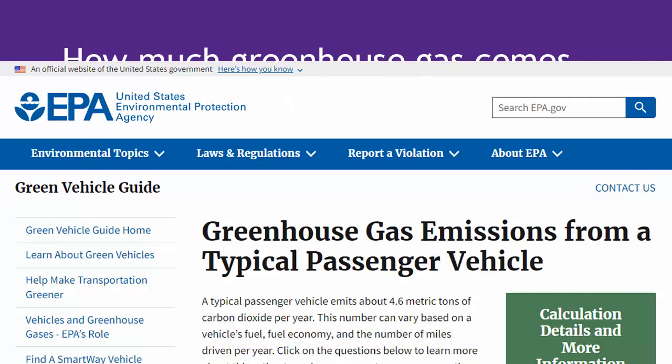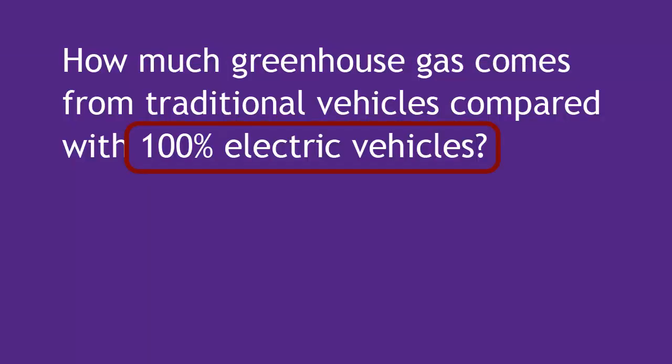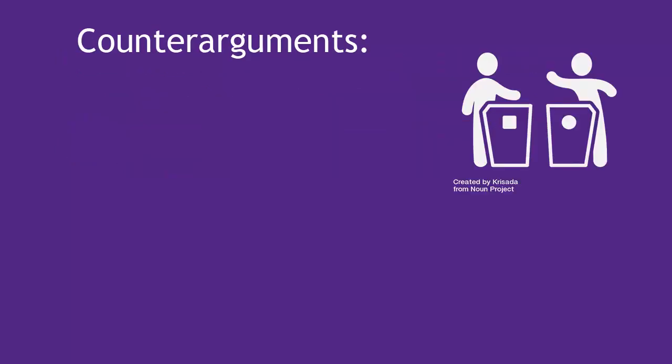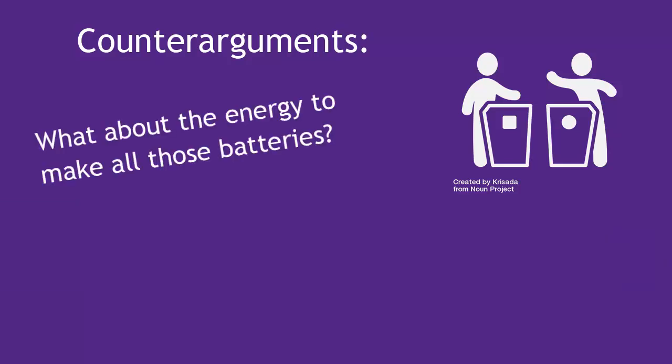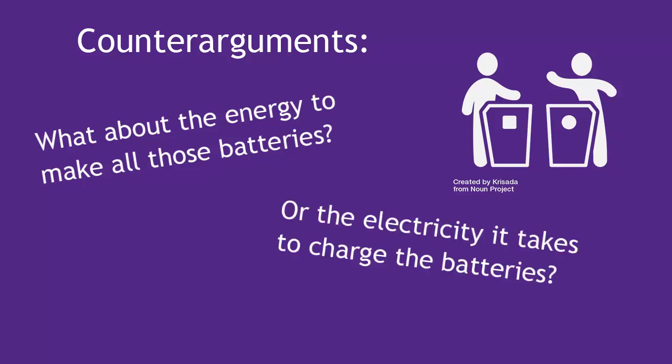But this page doesn't give us the other half of the comparison: how much greenhouse gas is emitted by the creation and powering of 100% electric vehicles. By the way, as you are refining your research question, this is also a good time to start thinking about a possible counter-argument against your topic. Somebody might logically say, what about the environmental impact of manufacturing all those batteries for electrics? Or the environmental impact of the electricity to charge up the batteries at the charging stations over the entire life of the car? Maybe they're not such a good deal for the environment after all.